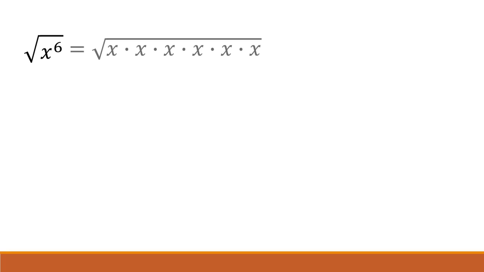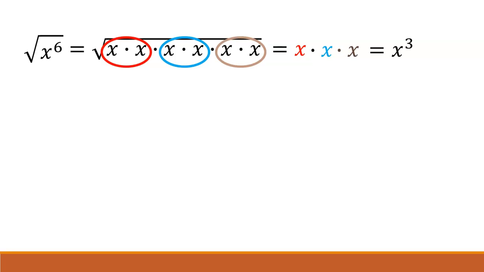The square root of x to the 6th is the square root of x times x times x times x times x times x. And if we're trying to take a square root, we're looking for pairs of x's. So we have 1, 2, 3 pairs of x's, which means the square root of x to the 6th is x to the 3rd power.